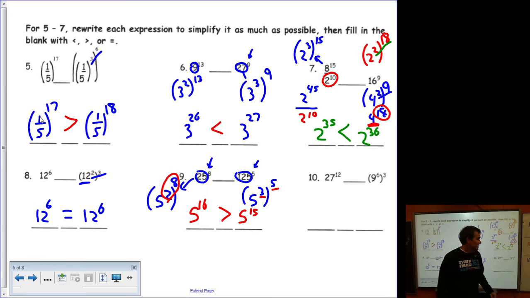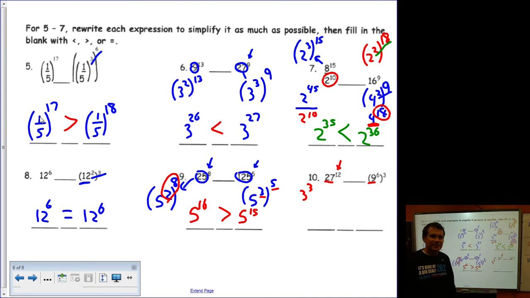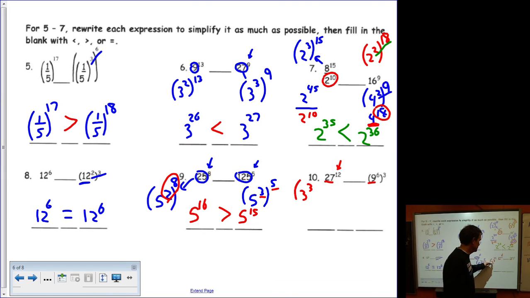Number 10, both of these bases are perfect squares or perfect cubes, so they can be reduced. 27 is a perfect cube. It is equal to 3 to the 3rd power. Of course, the 27 had an exponent of 12, so the 3 to the 3rd needs an exponent of 12. And when you simplify that by using the power to a power rule, that means multiplying those together, you get 3 to the 36th.